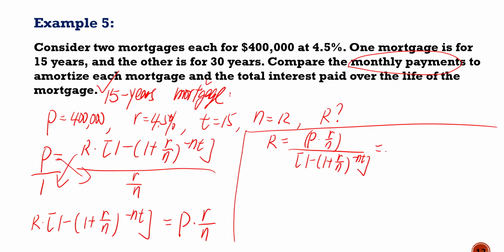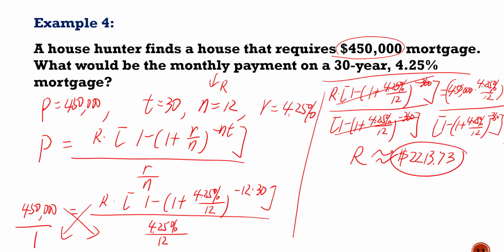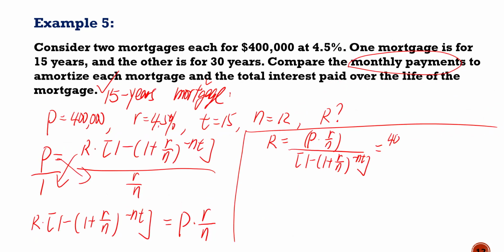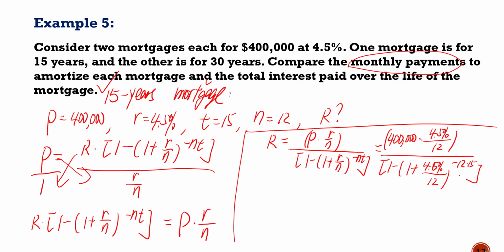And right here, we're plugging in the numbers. So the annuity is 400,000. The rate is 4.5%. The compounding period is 12. Denominator is 1 minus 1 plus rate 4.5% over 12 raised to negative N, which is 12 times time T, that's 15. So it's 180 payments here. So we put it into the calculator or Excel to get a result.